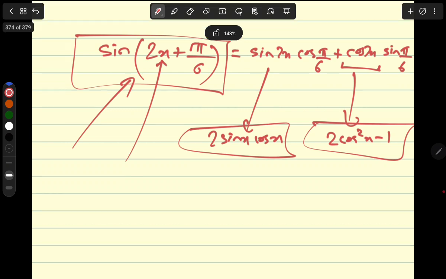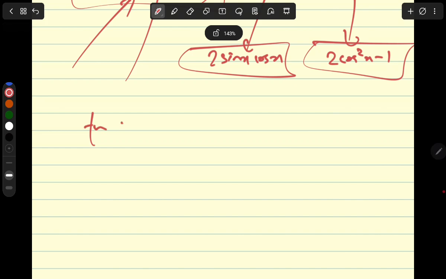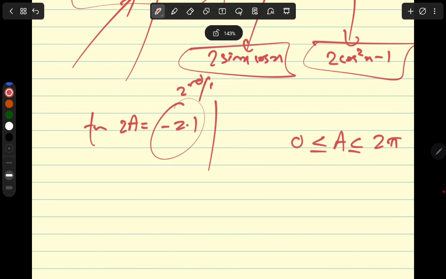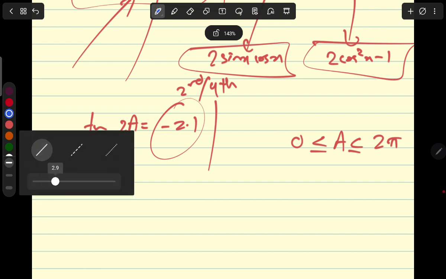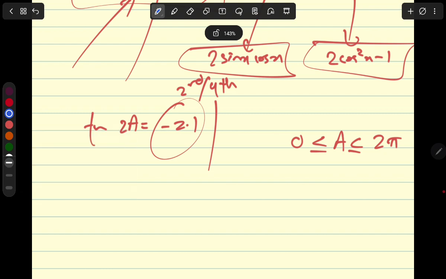Okay, now if you're asked to find out tan of 2a is equal to negative 2.1, first of all this must tell you, if a lies between, let's say, 0 and 2 pi, that this is in the second and fourth quadrant. And by now I hope you guys are well versed with this quadrant system, that is, how to spot which ratio has negative values and positive values in which quadrants respectively.